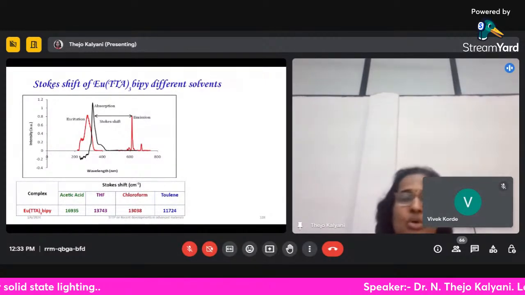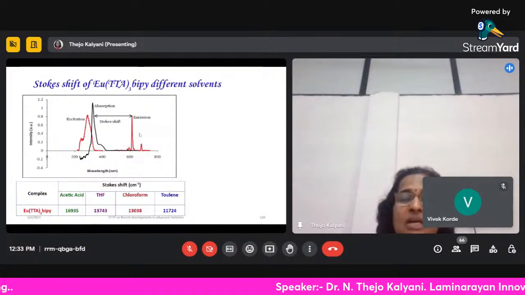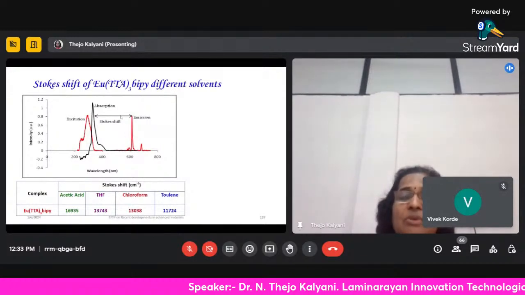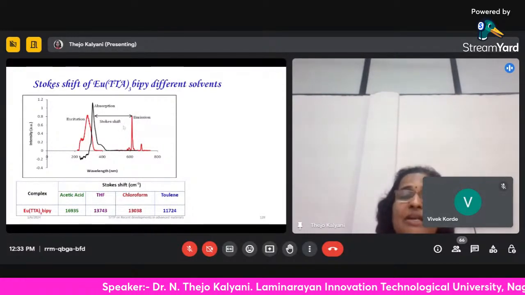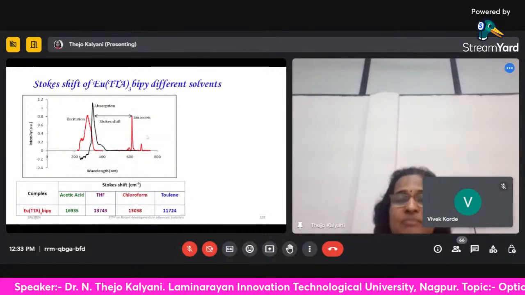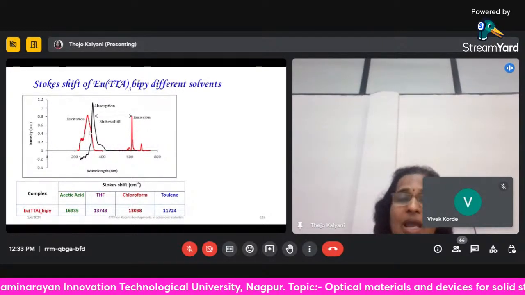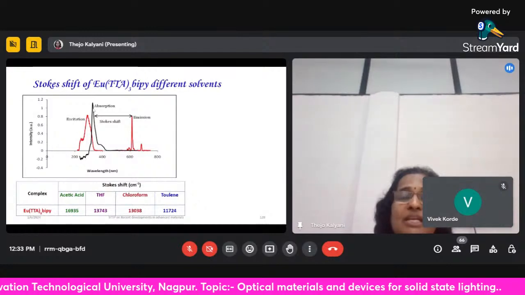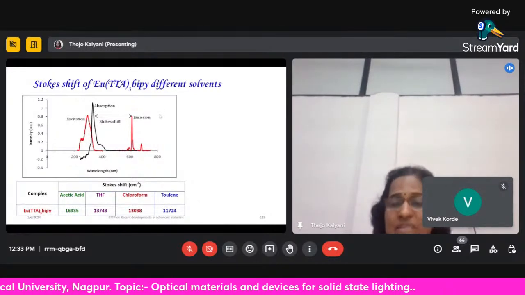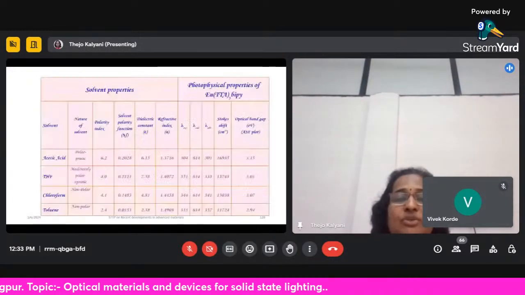So the more the Stokes shift, the more the color shifts. Suppose the Stokes shift is less, maybe you will not get the red emission. You may get green emission or blue emission. So depending upon the requirement, as I said, the ability of absorption depends upon the energy gap of the material, and hence the energy gap plays a vital role in the selection of the color.